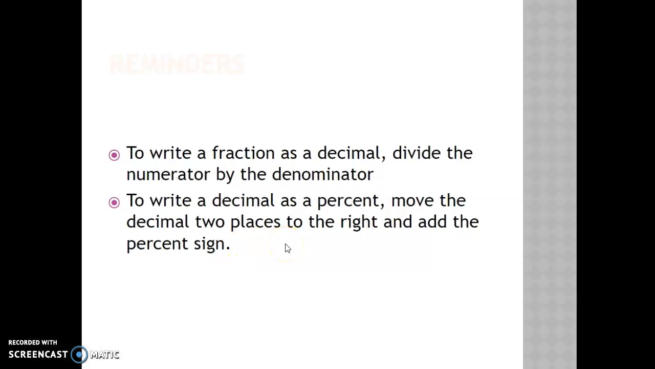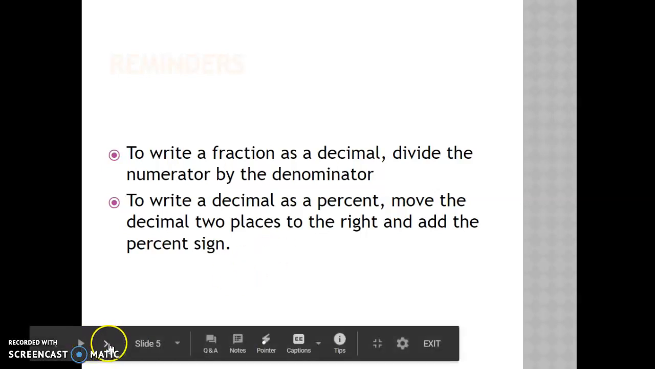This just talks about converting fractions and decimals. You don't really have to worry about this in the assignment, but we know with a fraction to a decimal, you divide the numerator by the denominator, and then once it is a decimal, if you move the decimal 2 places to the right, it would turn it into a percent.